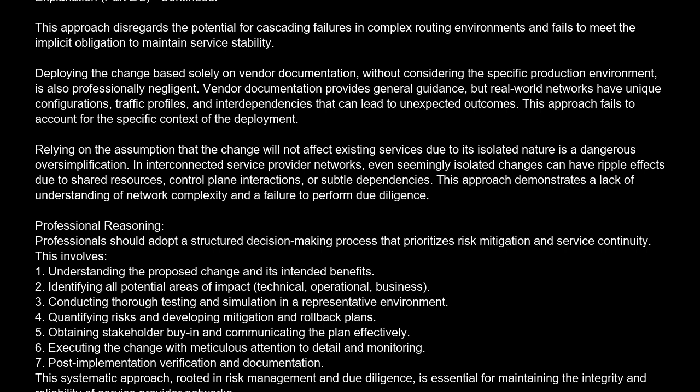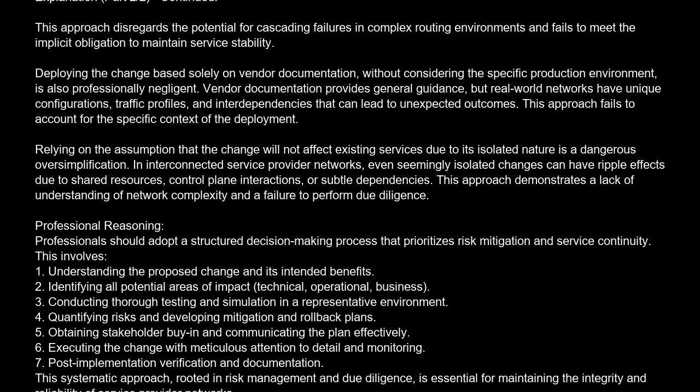In interconnected service provider networks, even seemingly isolated changes can have ripple effects due to shared resources, control plane interactions, or subtle dependencies. This approach demonstrates a lack of understanding of network complexity and a failure to perform due diligence.